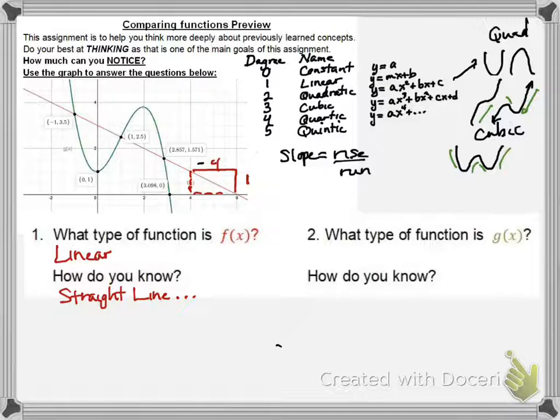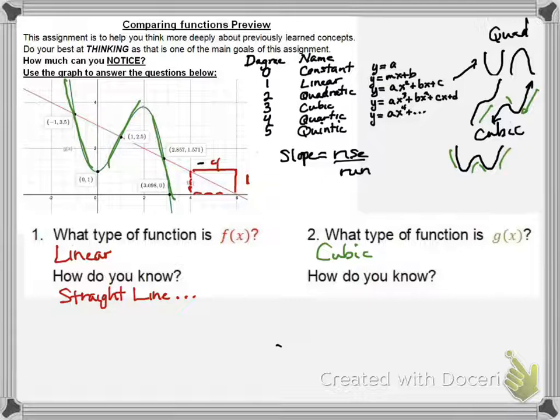It doesn't have a definite slope. It's going up and down, isn't it? How many times is it going up and down? 1, 2, 3. That means that this one should be cubic. How did I know? Do I know for sure that it's cubic?